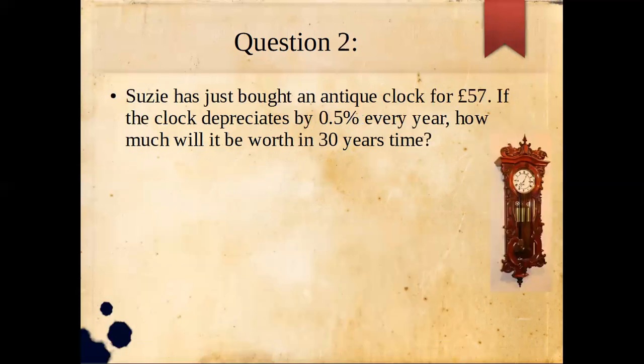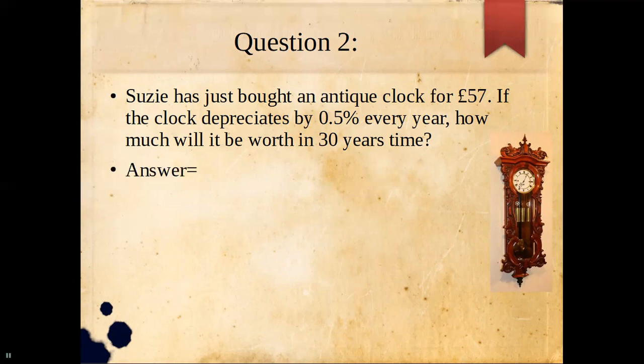Question 2, this is on depreciation. So remember to do the negative r over 100 part. So Susie has just bought an antique clock for £57. The clock depreciates by 0.5% every year. How much will the clock be worth in 30 years' time? So pause the video now, give it a go, and then I'll go through the answer.